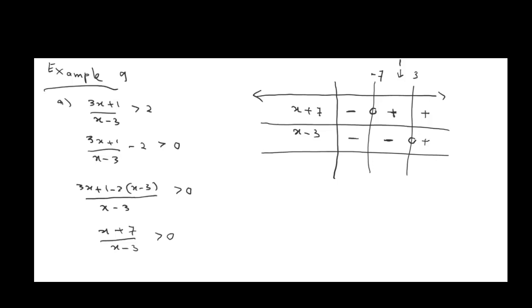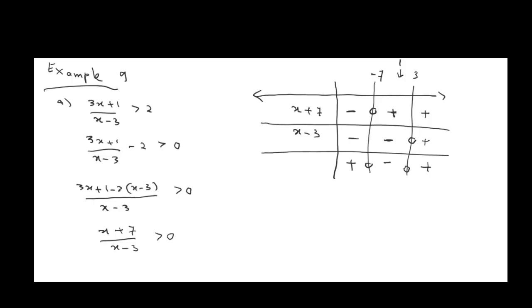So in the inequality we have x plus 7 divided by x minus 3. So now we are going to divide. Negative by negative we have positive. Positive divided by negative we have negative. Positive divided by positive we have positive. So don't forget to bring down all the circles there.